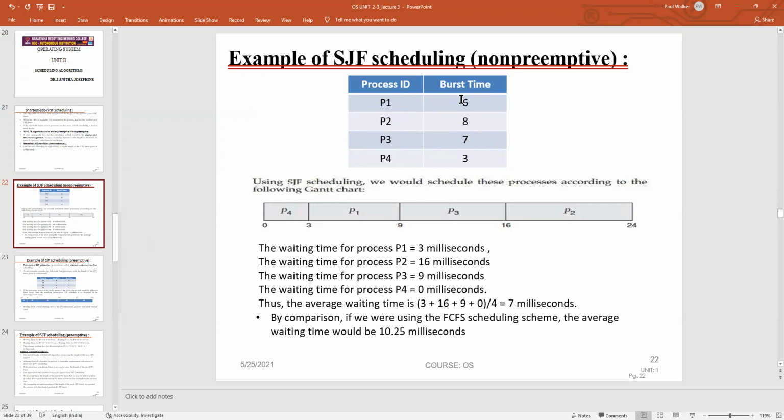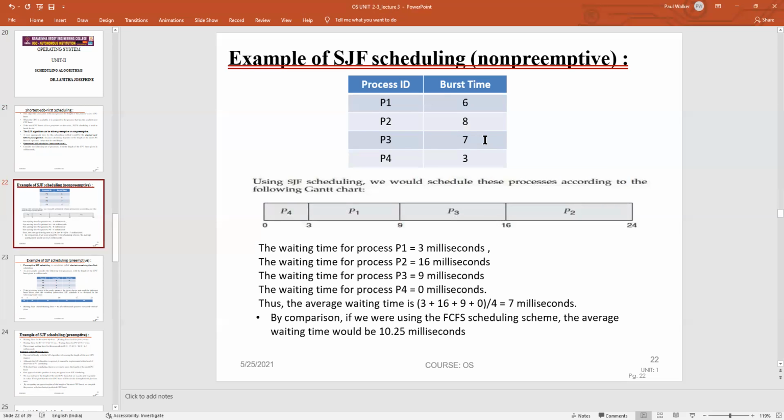Here we take the process with the least burst time first, and after that the others are listed. The least burst time is process P4, which is 3, so it comes first. For process P4, the time runs from 0 to 3. After that, the least value is 6, for process P1. 6 plus 3, we get 9. After that, process P3 comes.